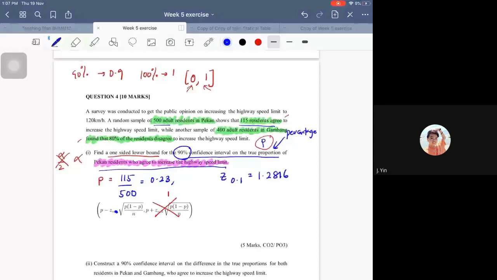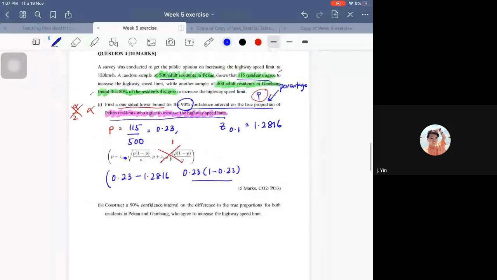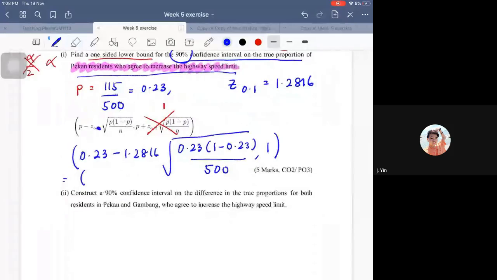Okay, so now I already have pretty much all the components. All we have to do is substitute back into the formula. So my p-value is going to be 0.23 minus 1.2816, times the square root of 0.23 times (1 minus 0.23) over n. For this case, what is going to be our n? We're talking about people in Pekan, so that's 500 of them. All of this is going to be square rooted, and this is going to be 1. What is going to be my value here? Let me work it out. What is going to be the lower bound?